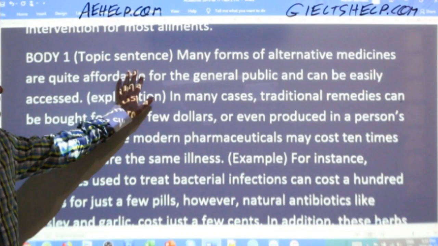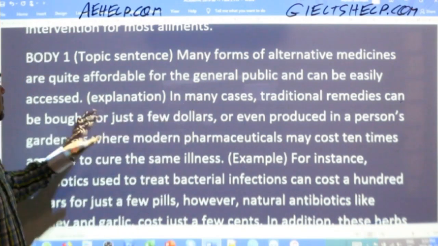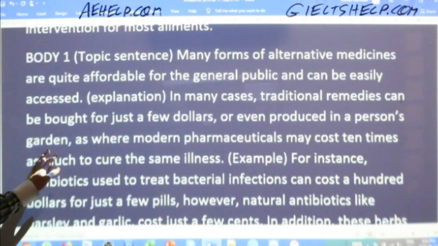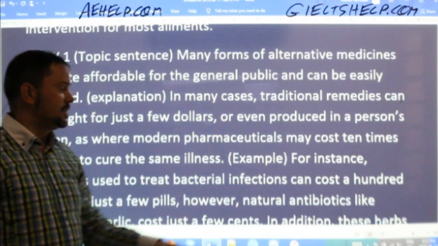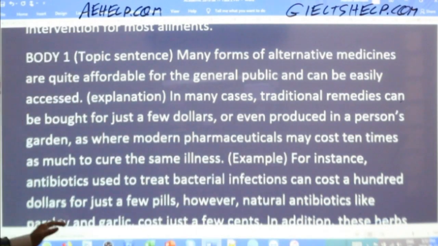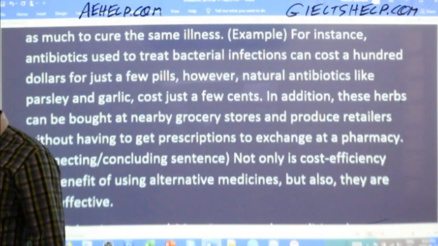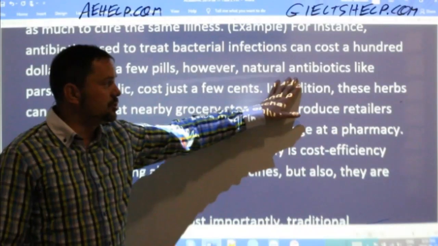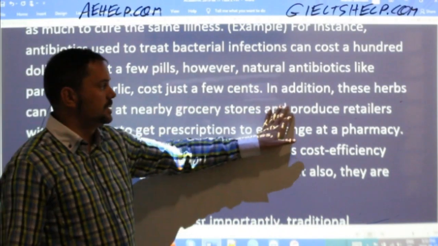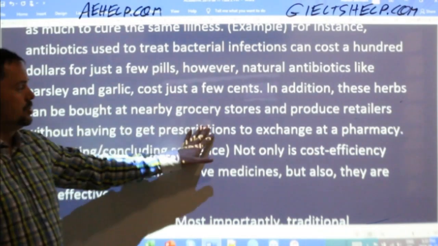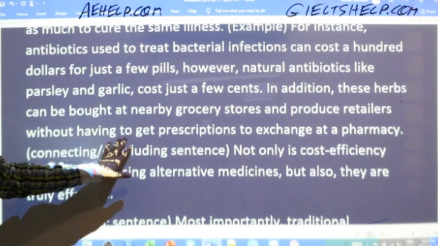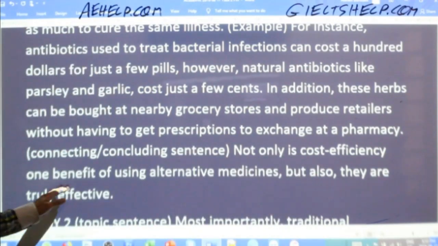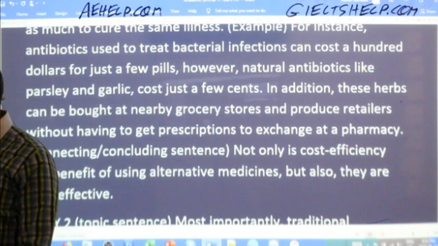Many forms of alternative medicines are quite affordable for the general public and can be easily accessed. In many cases, traditional remedies can be bought for just a few dollars or even produced in a person's garden, whereas modern pharmaceuticals may cost 10 times as much to cure the same illness. For instance, antibiotics used to treat bacterial infections can cost $100 for just a few pills. However, natural antibiotics like parsley and garlic cost just a few cents. In addition, these herbs can be bought at nearby grocery stores and produce retailers without having to get prescriptions to exchange at a pharmacy.